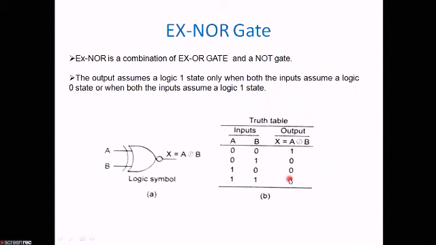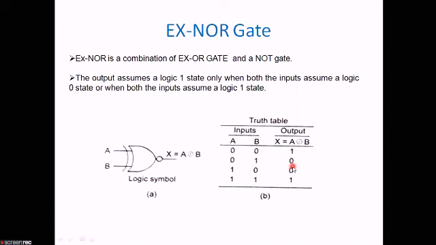Now listen here: the XNOR gate is a 2 input 1 output logic circuit whose output assumes a 1 state only when both the inputs assume a 0 state or when both the inputs assume a 1 state. The output assumes a 0 state when one of the inputs assumes a 0 state and the other a 1 state. These 2 cases we are considering.